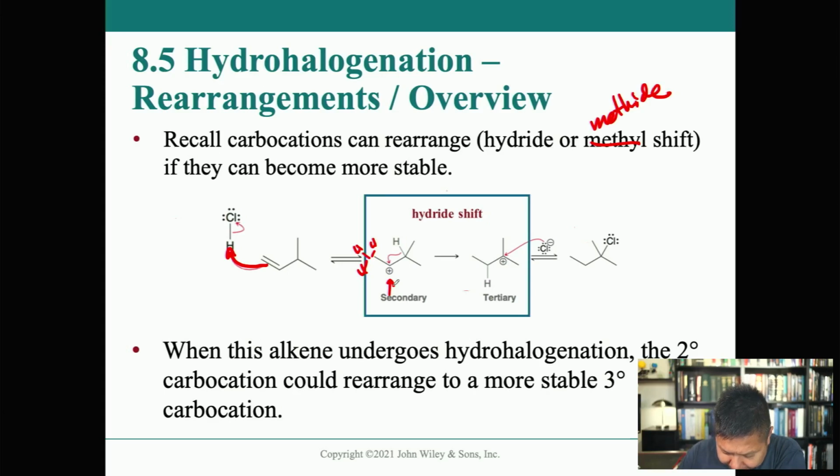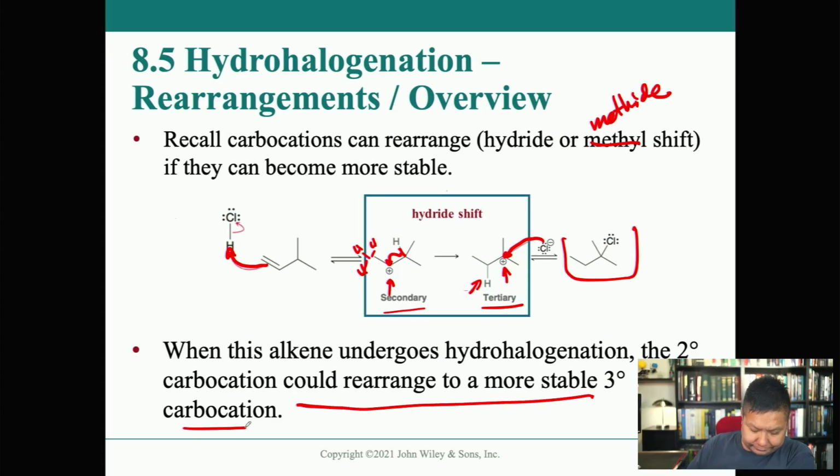So what's going to happen, right? Well, there's a hydrogen atom right there, and there's going to be a hydride shift. So now that the hydrogen is over here, as you can see, that leaves you with a tertiary carbocation, right? Instead of a secondary, which is much more stable than a secondary. And so now the nucleophile of the chloride can do the nucleophilic attack, and then you have the addition occur. Okay? When this alkene undergoes hydrohalogenation, the secondary carbocation could rearrange to form a more stable carbocation.